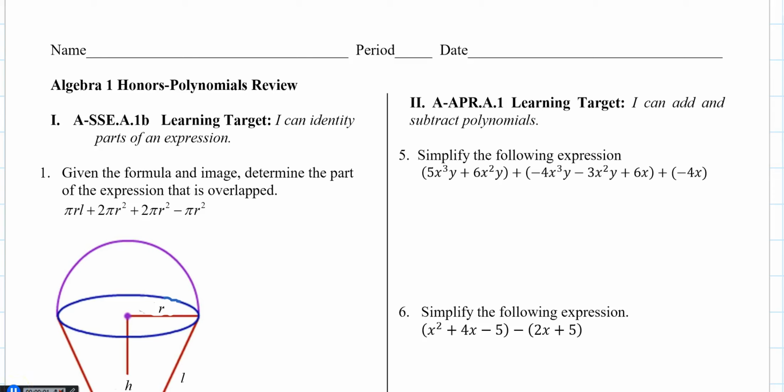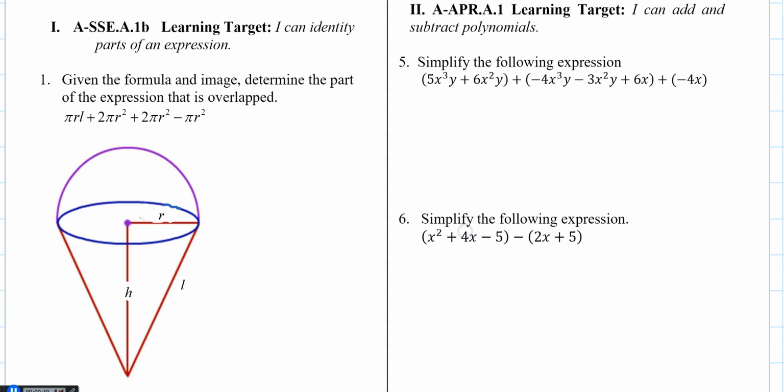All right, welcome back. This is the review for the polynomials test for Algebra 1 Honors. If we look at number 1, given the formula and image, determine the part of the expression that is overlapped.